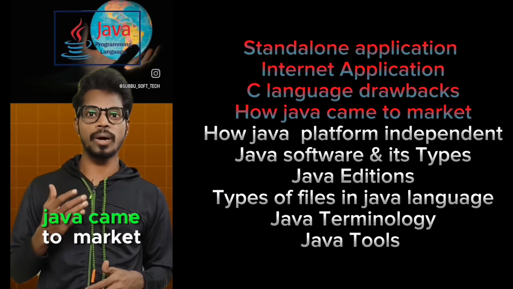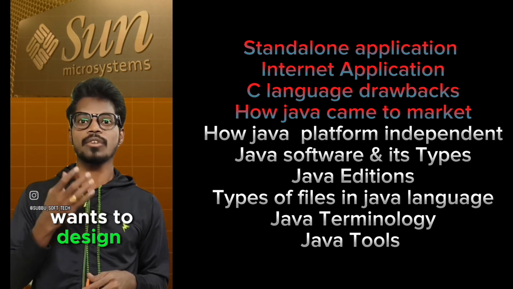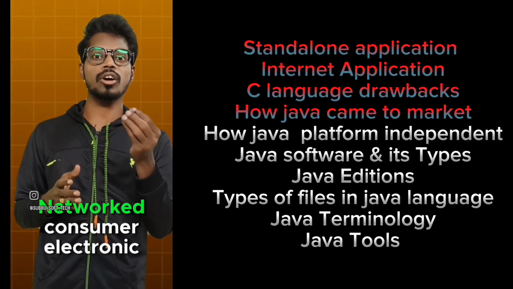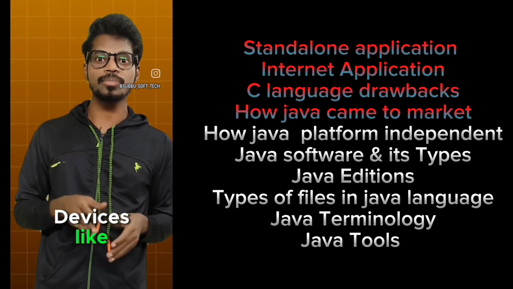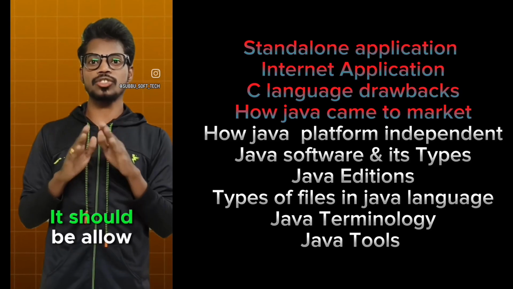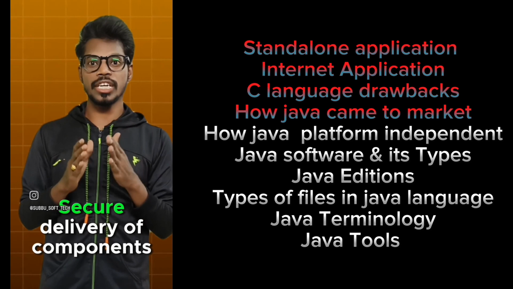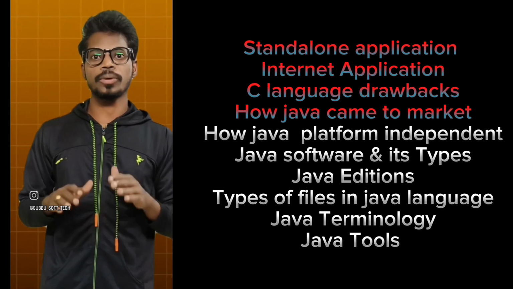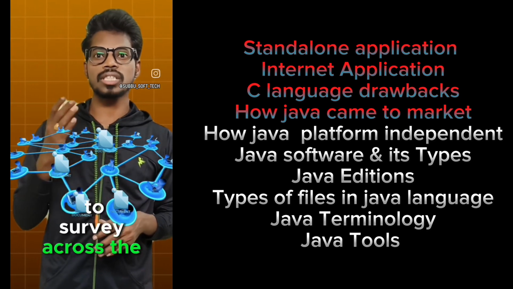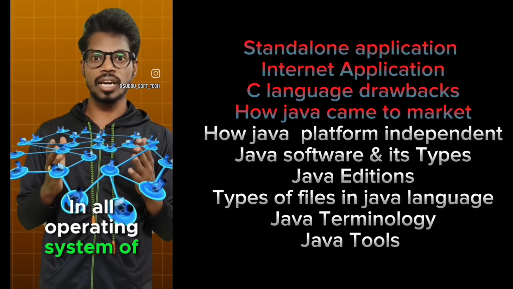How did Java come to the market? First, Sun Microsystems wanted to design one particular software to address the problem of networked consumer electronic devices like washing machines, microwave ovens, and microcontrollers. But it should allow multiple host architectures and secure delivery of components. To meet our requirement, our compiled code has to travel across the network and it has to execute on all operating systems of our clients.